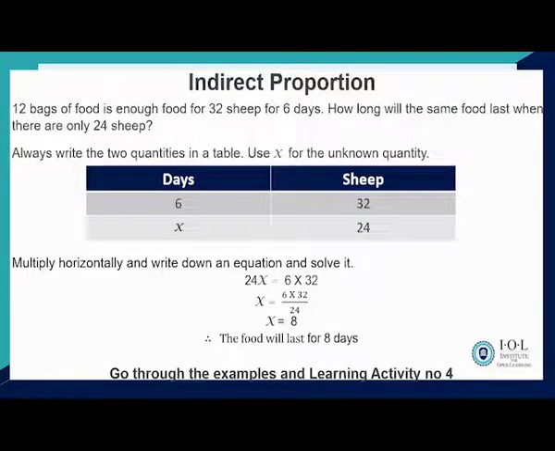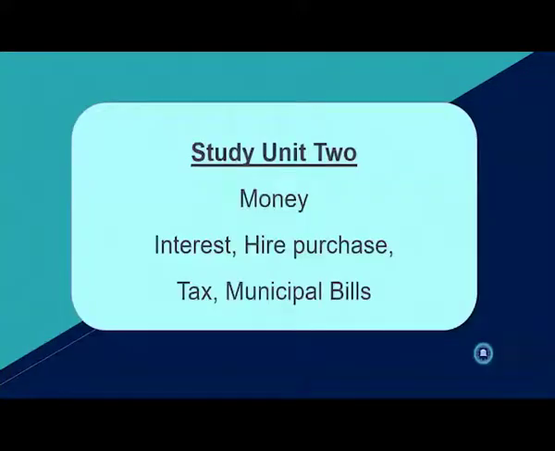So multiply horizontally now, not crosswise. You say x times 24 equals 6 times 32. You multiply horizontally for indirect proportion. Please look and go through all the examples in the study unit as well as the activity. Don't miss them out. They are the best examples to study and to prepare yourself for the exam as well as the assignment. So let's get to study unit 2.